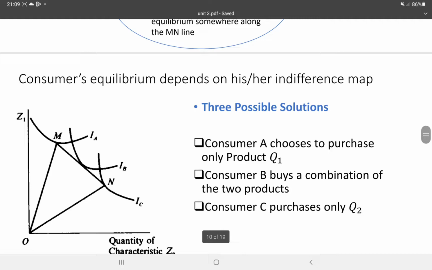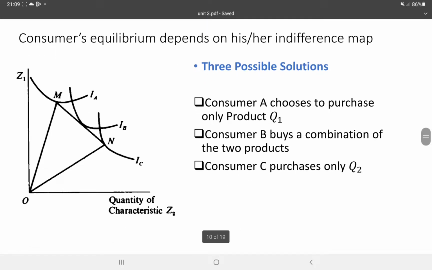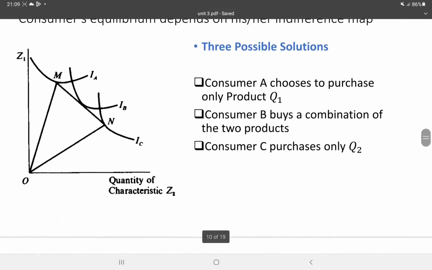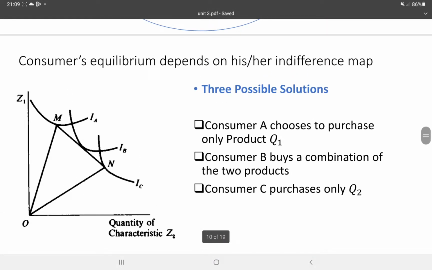So let's look at the three possible solutions. Number one, consumer A will choose to purchase only product Q1, consumer B buys a combination of the two products, that is Q1 and Q2, and consumer C purchases only Q2. Let's have these three consumers. So these are possible solutions. Consumer B chooses both of them, and he will be in between.